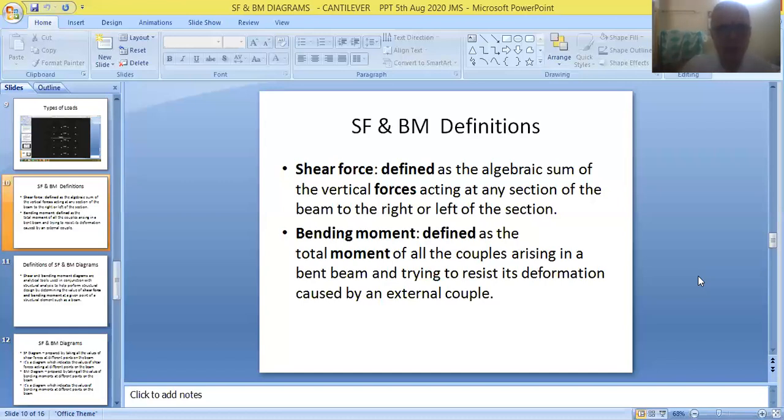Secondly, these forces multiplied with corresponding distances from the section will give us the value of bending moments. So it is the total moments of all the couples or moments acting on the right hand side of the section. That gives us the values of bending moments at different points on beams.